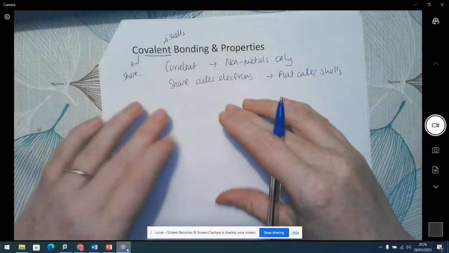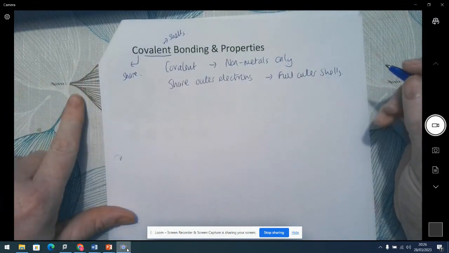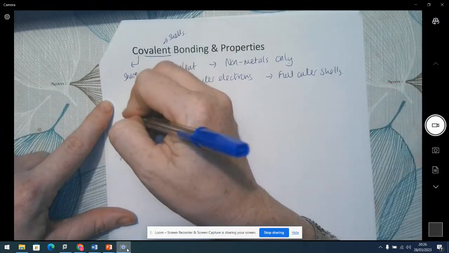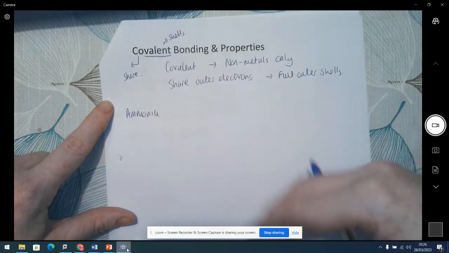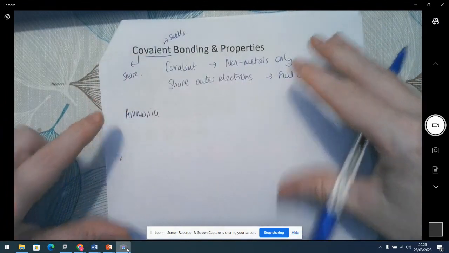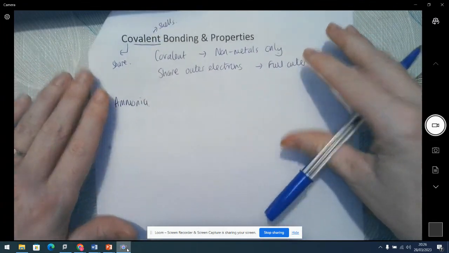So I'm going to show you how we would draw covalent molecules, and I want to start off by looking at a molecule called ammonia. There are several molecules you need to know, and I'll tell you them all as we go through. This is what's in the specification, so that's what the exam board gives us to teach you.